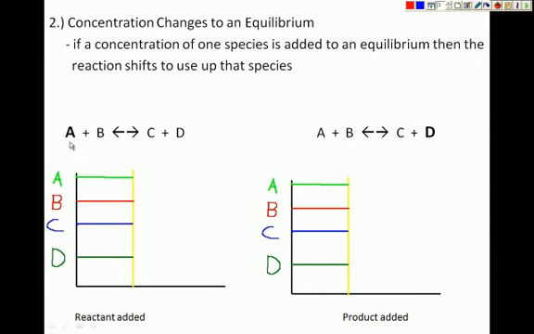What we have here is A has been added, so a reactant is added. So this one is going up, A is going way, way up. And what we see is, well, initially we add a whole bunch of reactants.